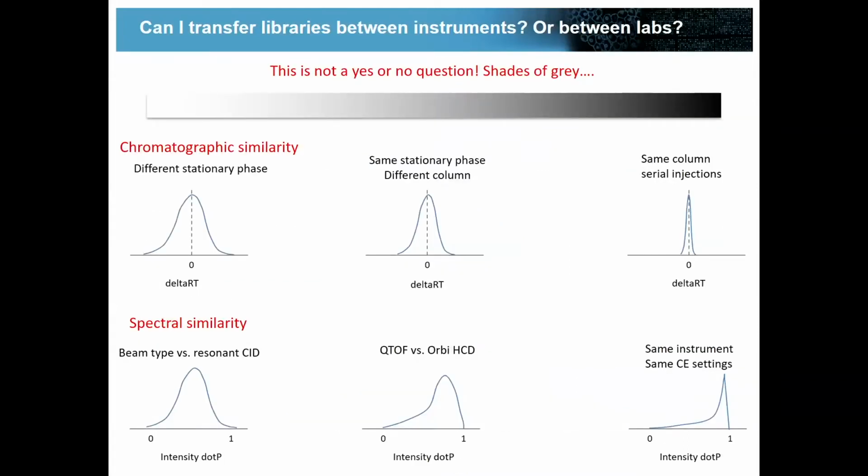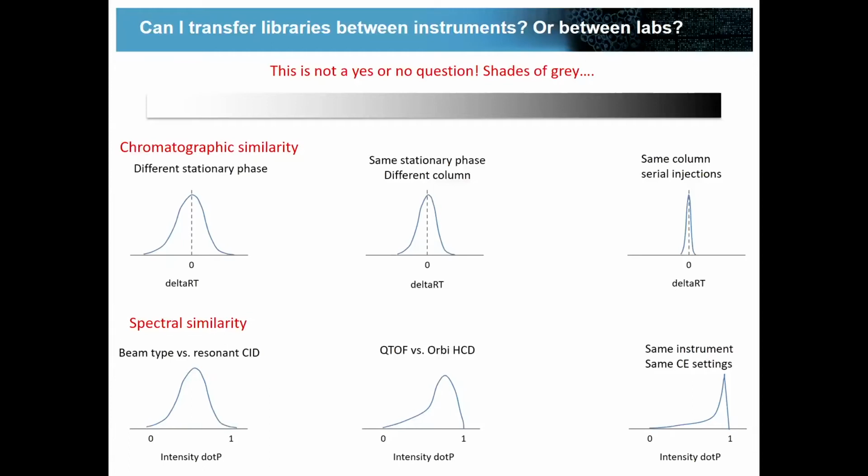So the point I'm trying to get across here is that this is not a yes or no question. Can I transfer libraries around the place? I think this is a shades of gray answer. You can imagine that if you had the same column and you did serial injections, you built your library in the injection before, and then did the DIA analysis afterwards, then in this retention time error distribution you would have a very small error. If you went to the same stationary phase but a different column, you would get a bigger error. And then with a different stationary phase, or maybe a different lab, you're going to have another bigger error.